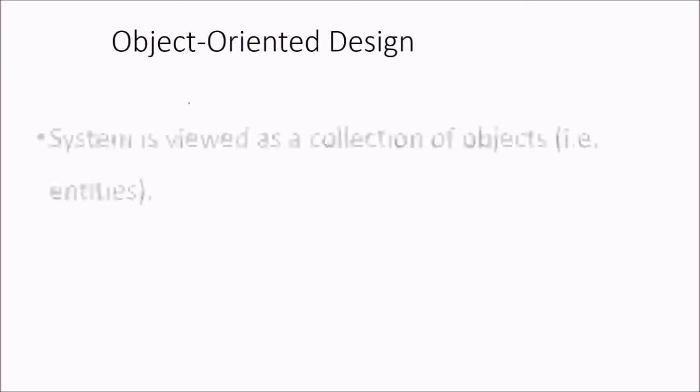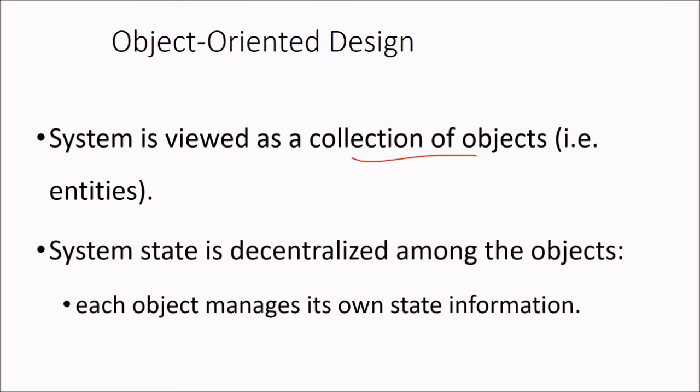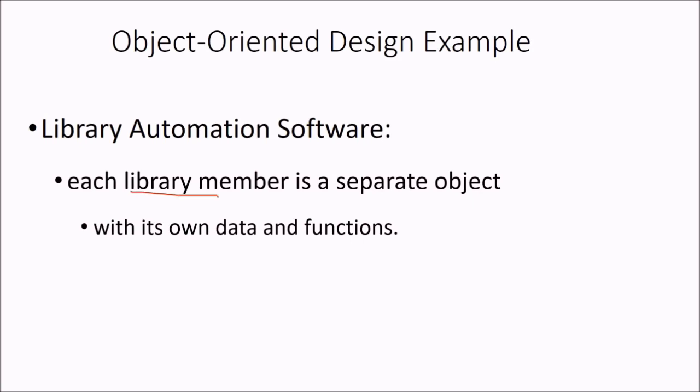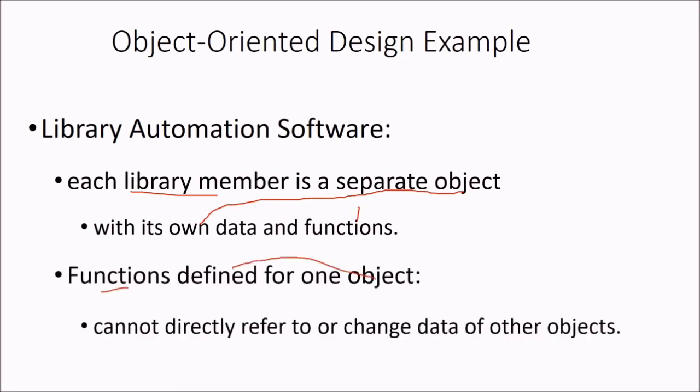Now coming to object oriented design. We view the system as a collection of objects, that is, real world entities. The system state is then decentralized among these objects, and each object manages its own state information. So an object has its own responsibility for managing various states. For example, if we have library automation software, then each library member is a separate object, and each object has its own data and functions. These functions are defined for one object and cannot directly refer to the data of other objects.